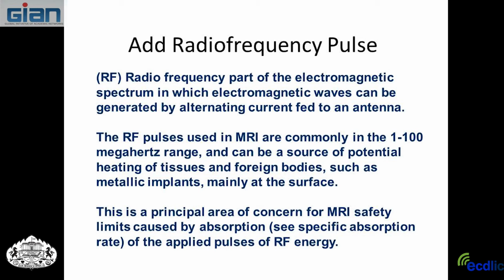So this is another safety concern to think of when a person is in the magnet. We're going to add this RF energy to our tissue, and if they do have metal or things in the body, then this can cause it to heat up. So we'll talk about that a little more when we talk about safety. And this is a principal concern for MRI, as I mentioned, because of the absorption of this energy into the material.